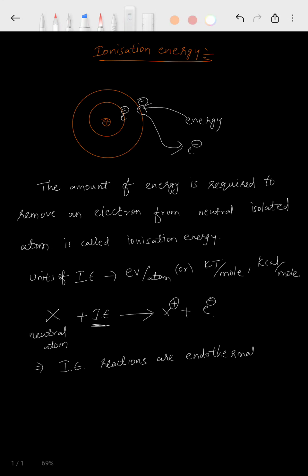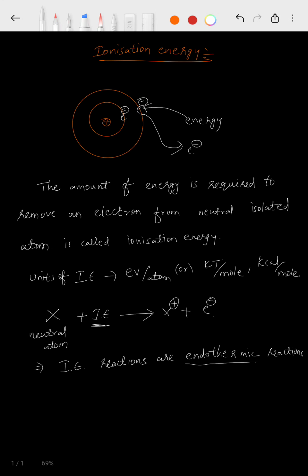Endothermic reaction, we can say. It means energy is absorbed here. That's why, when energy is absorbed, that type of reaction is called an endothermic reaction. Now we have got the ionization energy.